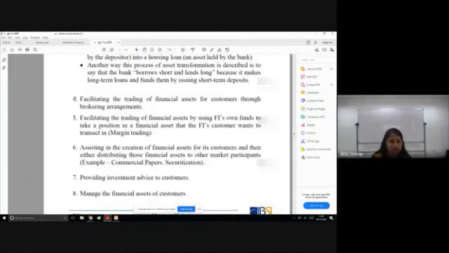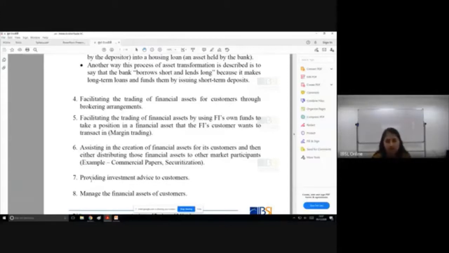After that, what you have from the 4th to the 8th is more to do with the non-depository institution. So these are the functions that can be done particularly by the non-depository institution. So let's see what they do. You have facilitating trading of financial assets for customers through brokering arrangements. So remember, investment intermediaries, they will act as a broker, enable you to sell the financial asset and route the funds towards the deficit unit.